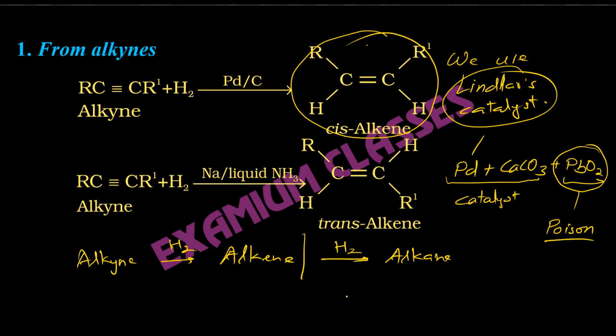Lindlar's catalyst is a combination of a catalyst part and a poison. Catalyst part means it will increase the rate of reaction. Its function is just to increase the rate of reaction. It cannot control whether alkene or alkane will be produced. For controlling that alkane should not be produced, poison is used. And this whole thing is known as Lindlar's catalyst. You don't need to write all of it, you just need to write Lindlar's catalyst.